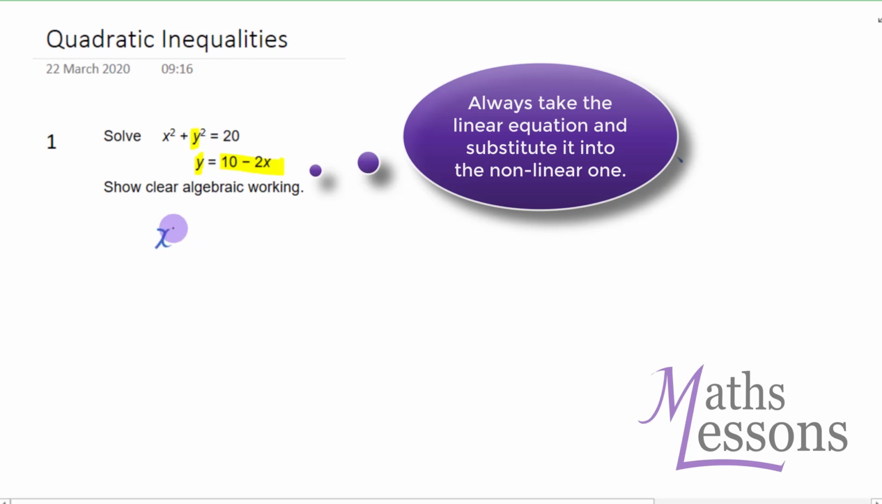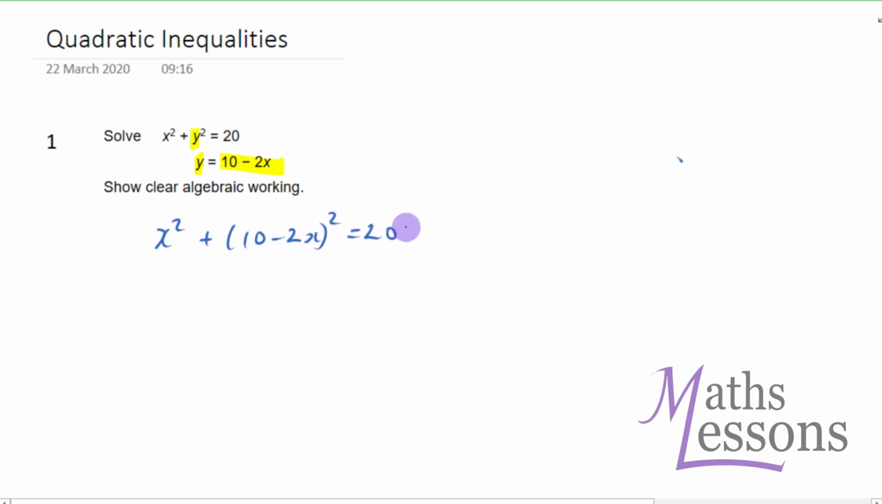So what we get is x squared plus the 10 minus 2x, and that's y, all squared equals 20. So we can see that this bit is our y value, and we've just replaced it in there. So let's multiply out these brackets. I'm just going to do a little bit of working up here. So 10 minus 2x times 10 minus 2x.